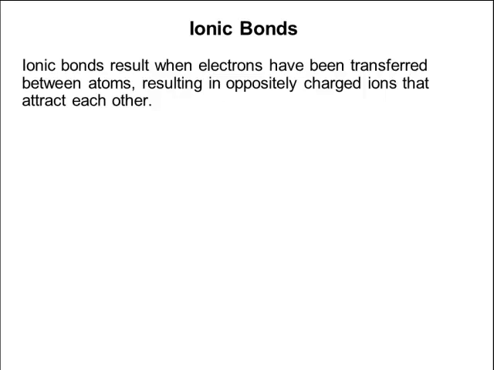When we transfer electrons, we're going to end up with oppositely charged ions. All right, remember we talked about cations, we talked about anions. A cation is formed when an element loses electrons, and an anion is formed when an element gains electrons. So that's what's going to happen here.